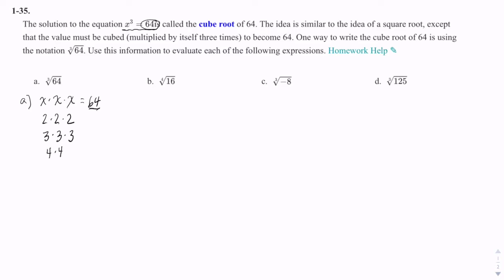Now I could try 4. 4 times 4 times 4. 4 times 4 is 16. 16 times 4 is 64. So therefore, the cube root of 64 is 4.